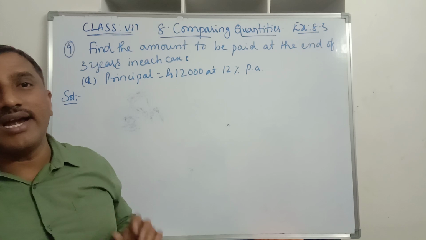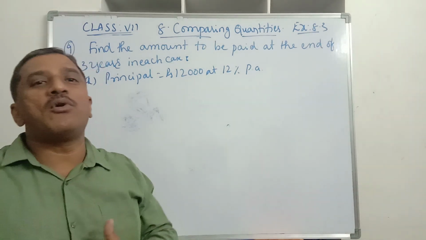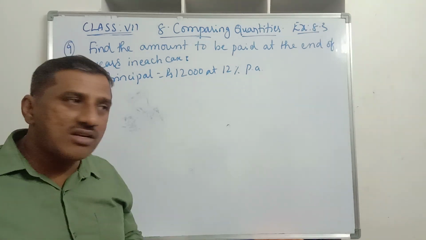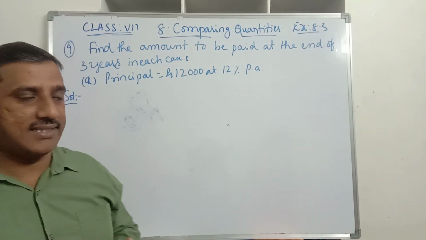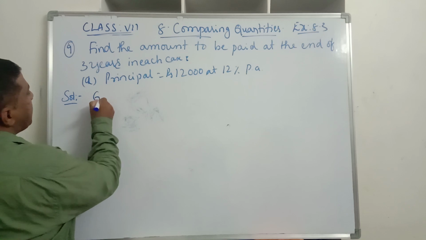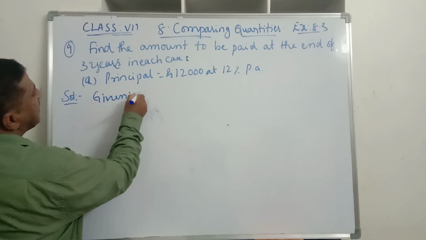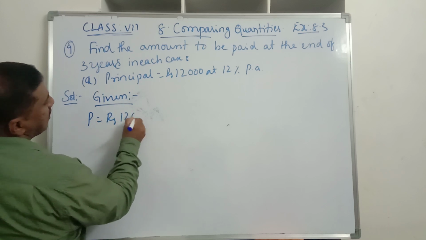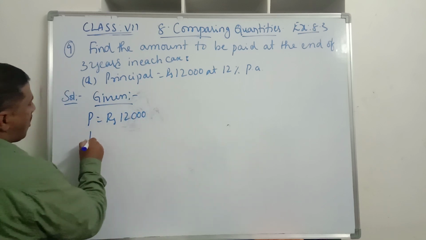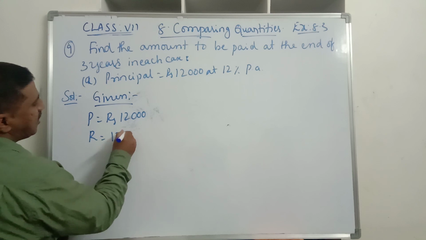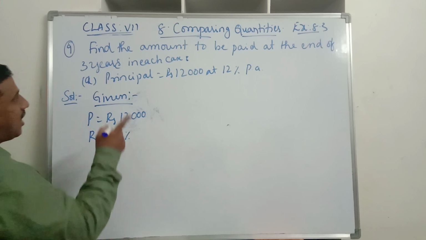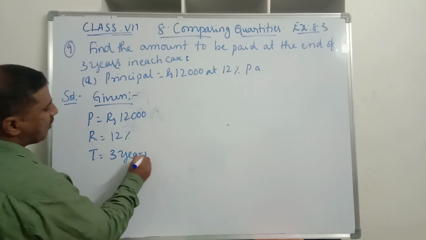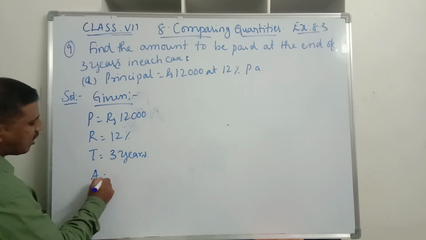What do we have to find? Amount. So to find amount, we first need to find the simple interest. Is it clear, children? Do you understand the question? Yes. Now write the given data from the question. So what is given in this question? Principal is given, P is equal to 12,000 rupees, and R is equal to rate of interest 12% per annum. Then time T is equal to 3 years. So what do we have to find? Amount we have to find.